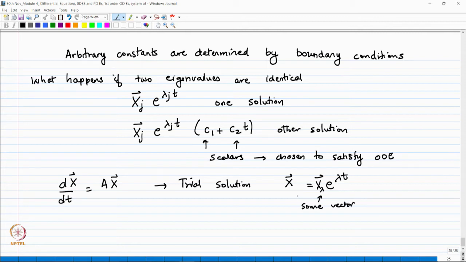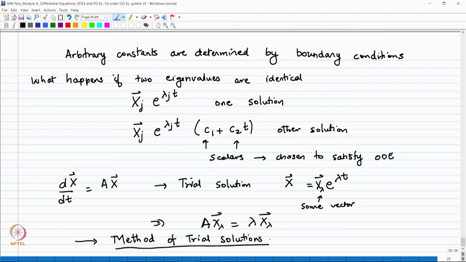And what you can do is, suppose you try a solution of this form. Then we find that A x lambda equals lambda x lambda. So, what I wanted to say is that you can also think of the method of trial solutions. This is something that will be used regularly.